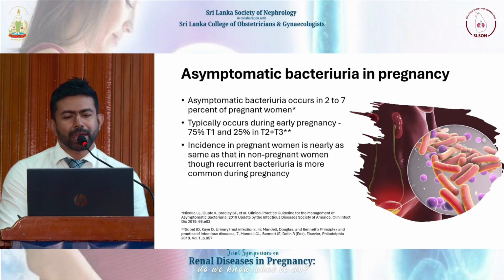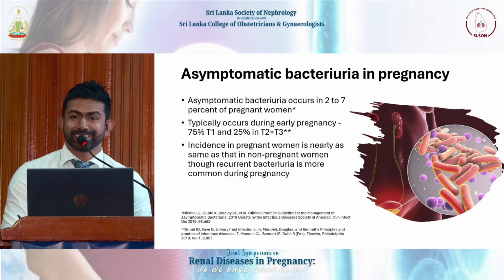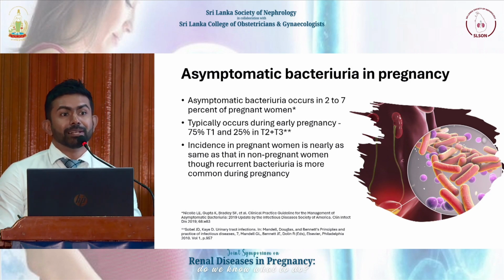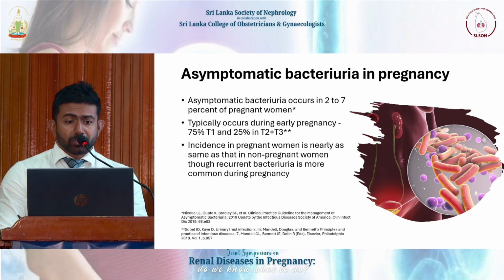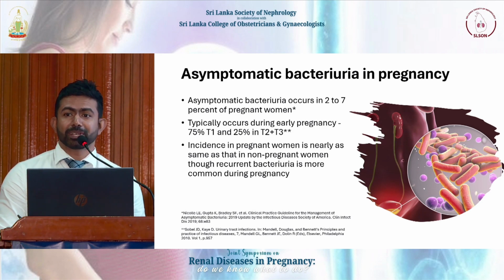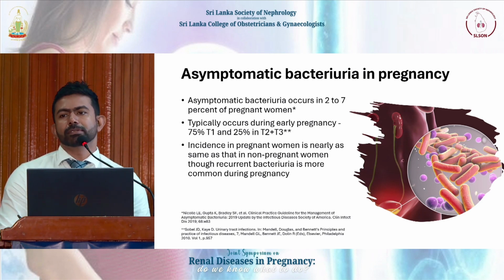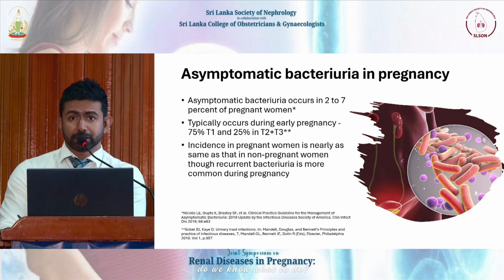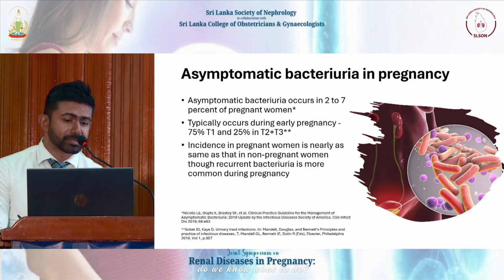Asymptomatic bacteriuria, as the previous speaker also stated, is a very important concept. The problem is that it's asymptomatic and it can cause trouble in pregnancy. It's quite common. It occurs in about 2 to 7% of pregnant women, which is quite a large number. Unless you screen them, you don't know whether they have asymptomatic bacteriuria. It typically occurs mostly in the first trimester. About 75% of the cases we diagnose in the first trimester, and they can get new onset bacteriuria in the second and third trimester as well, which is about 25%.